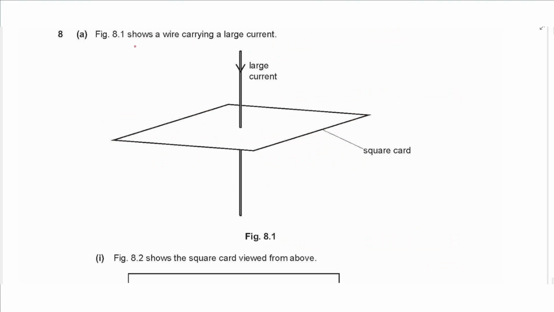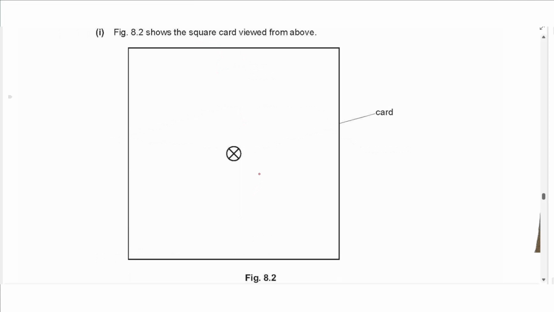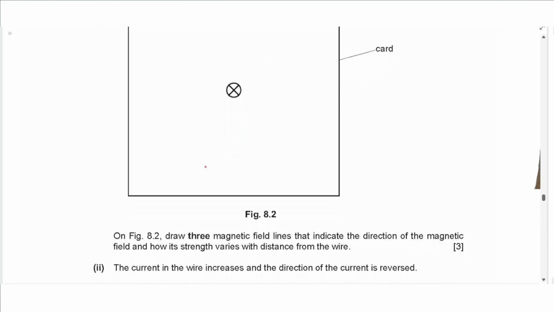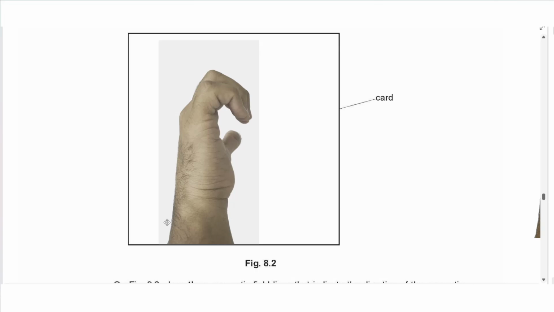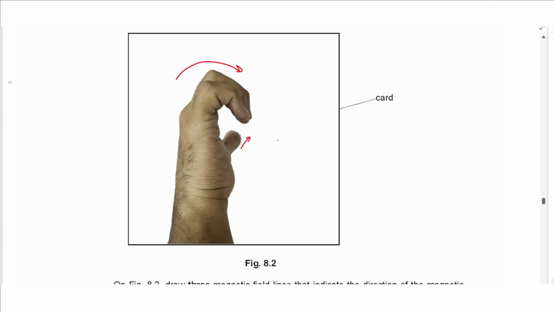Question 8a says figure 8.1 shows a wire carrying a large current, and the current is going into the page. Part I says figure 8.2 shows a square card viewed from above, and the question requires that on figure 8.2 we draw 3 magnetic field lines that indicate the direction of the magnetic field and how its strength varies with distance. First, the direction. Using the right hand grip rule, since the current is going into the page, the thumb should be pointing into the page, and our fingers will close in the clockwise direction. So we need to draw concentric circles, and their direction is clockwise.